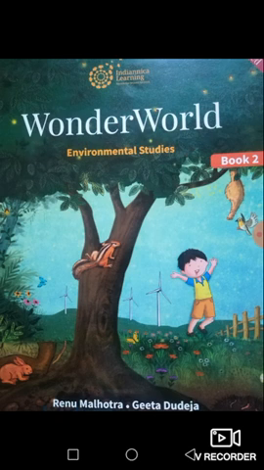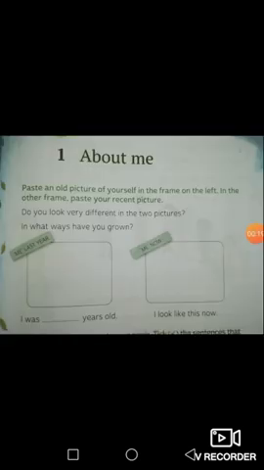Now, everybody, take out your Wonder World Environmental Studies book 2 and turn with me to page 1. Now, the first lesson about me. Now, do not read yet. The first paragraph says, paste an old picture of yourself in the frame on the left. In the other frame, paste your recent picture.